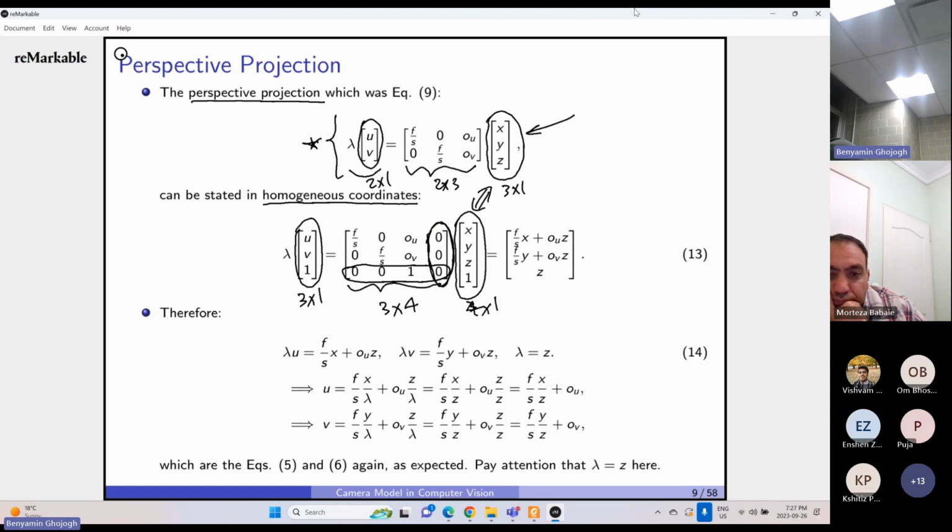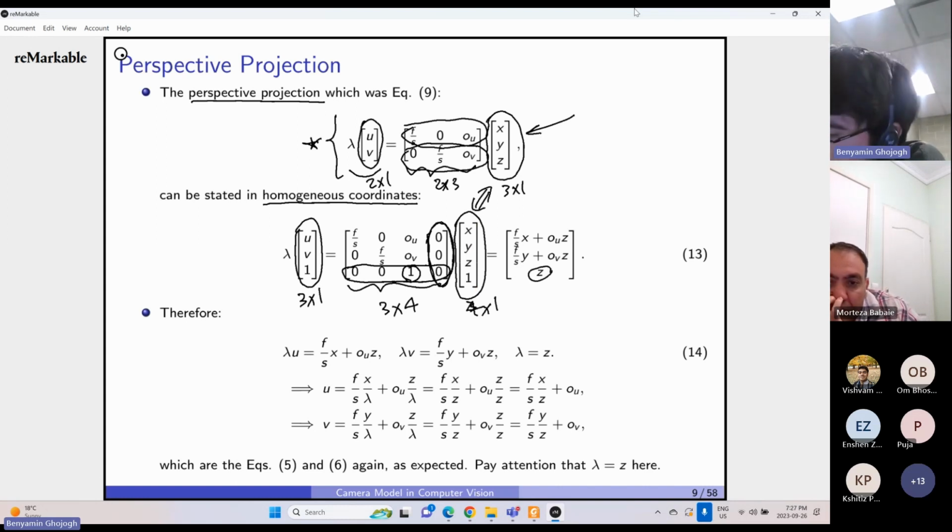Because everything multiplied by 0 becomes 0, so it does nothing, and you will get exactly these two equations that you have. This one, why am I adding that? Here, I will have lambda times 1. I want lambda to become equal to z. Therefore, I put 1 here, and lambda times 1 becomes this times this, which is z, right? So 0 times x plus 0 times y plus 1 times z plus 0 times 1, which is z.